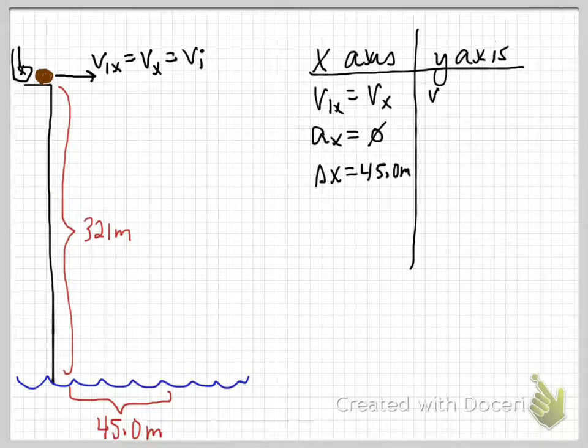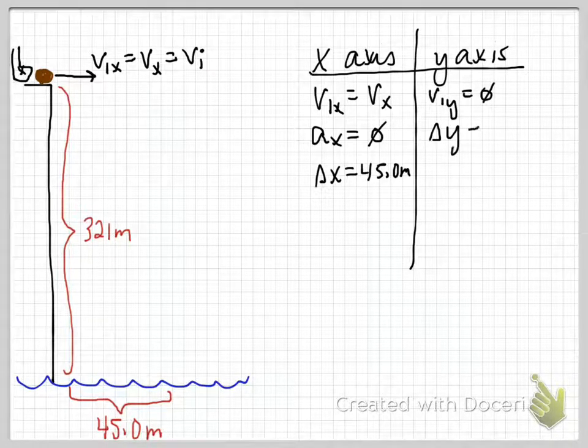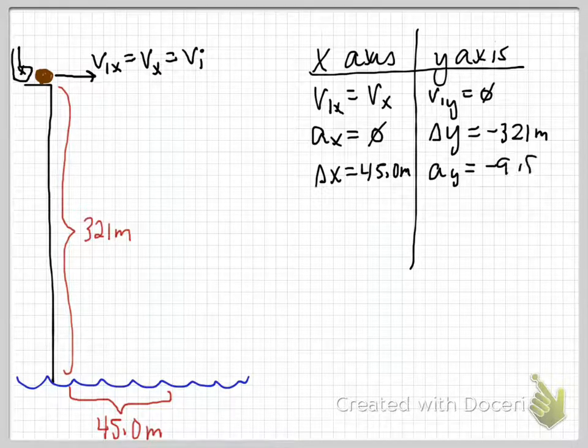On the y-axis, we know that v initial y was equal to 0. We know that the delta y is equal to negative 321 meters. And we know that acceleration on the y-axis is the only acceleration we have, and that's good old negative 9.81 meters per second squared. Now, I very intentionally left delta t for the end.